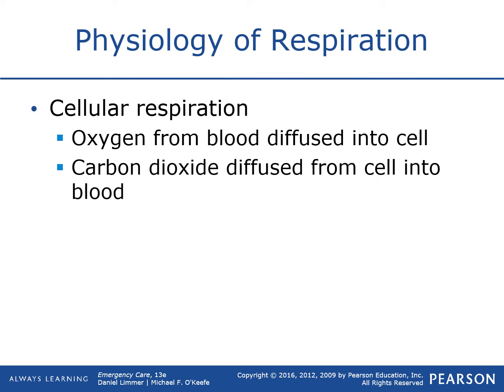So speaking of cellular respiration, when blood comes to a cell, oxygen comes from the blood and goes into the cell. Carbon dioxide, which is the waste product, goes from the cell to the blood. That's cellular respiration. Once again, I'll review at this point.